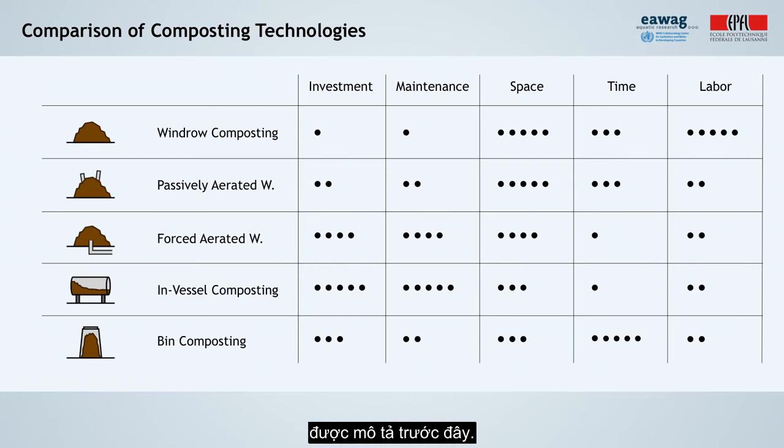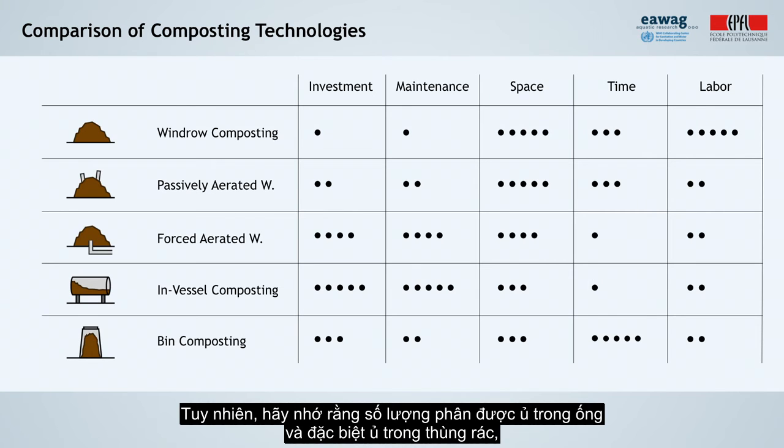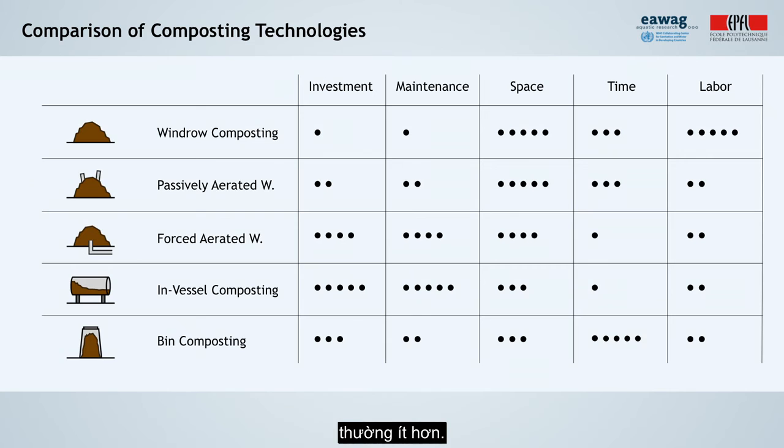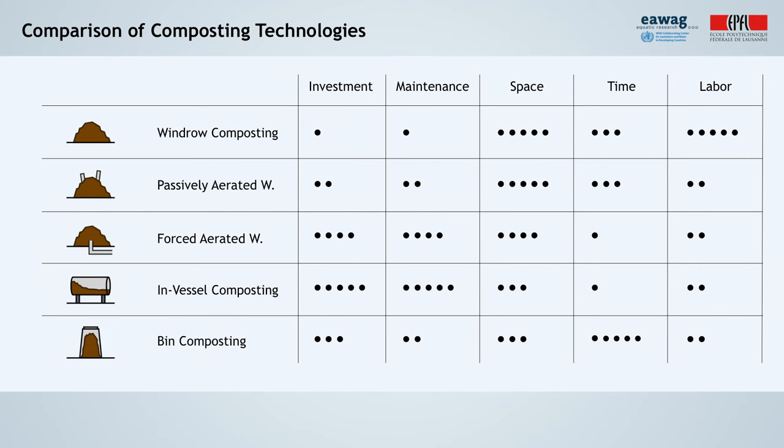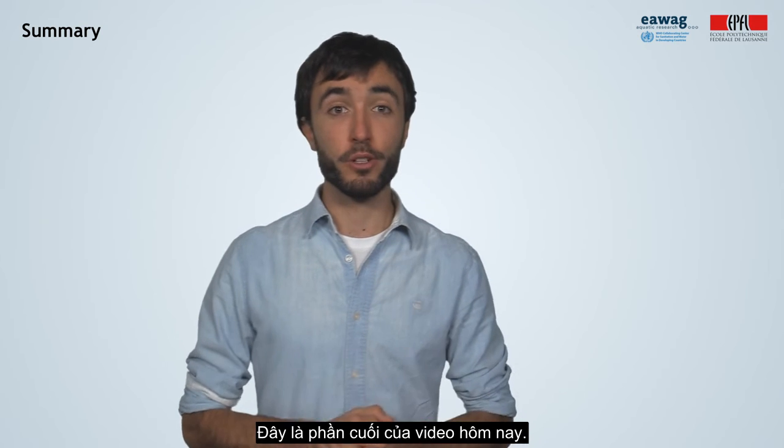This final table shows a comparative summary of the presented technologies, assuming they are all treating a similar amount of waste. However, keep in mind that in-vessel and especially bin composting can also be, or normally are, used in smaller amounts. In any case, the table allows a quick impression of which technology could suit your needs and constraints best. This is the end of the module.